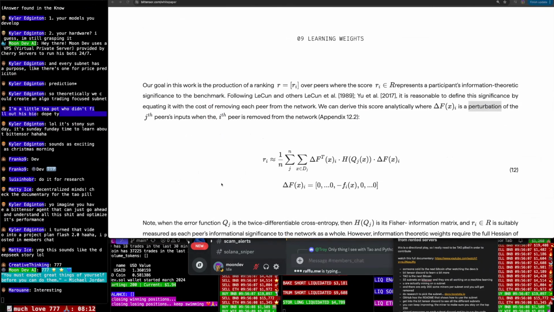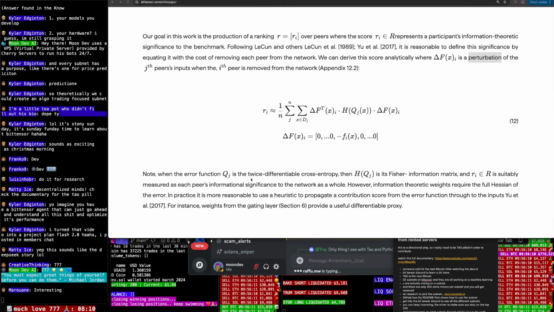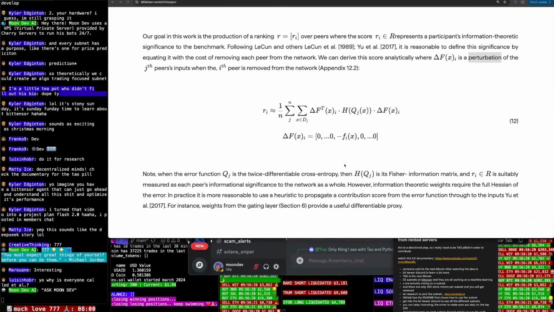Note, when the error function QJ is the twice differentiable cross entropy, the HQJ is its Fisher information matrix. And RI is suitably measured as each peer's information significance to the network as a whole.